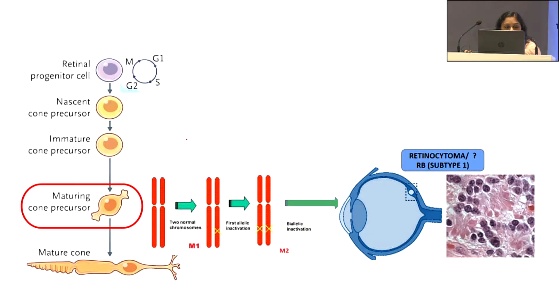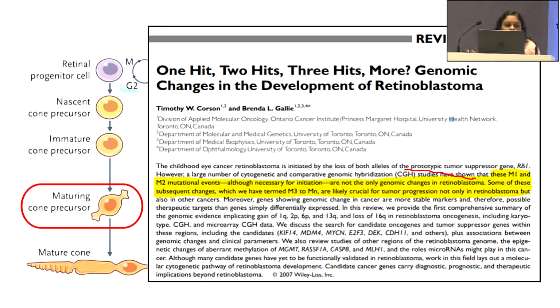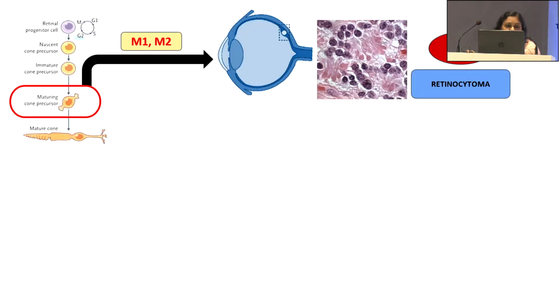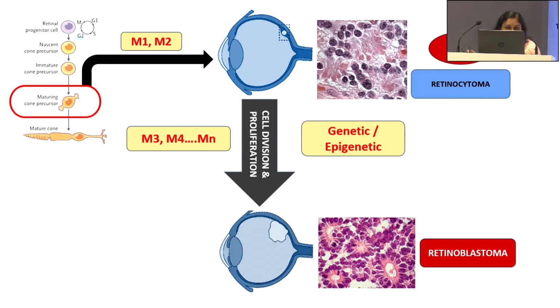Now, coming back, the biallelic inactivation was found to occur lower down in the maturing cone precursor cells. Also, it was found that the benign form, or the retinocytoma, too had the biallelic inactivation. So the question arose, is it just 2 hits? Is it just 2 hits, 3 hits, or are there more hits? So Brenda Gallie proposed that subsequent to the 2 hits, there are genetic or epigenetic changes which help in cell division and proliferation and the development of retinoblastoma.